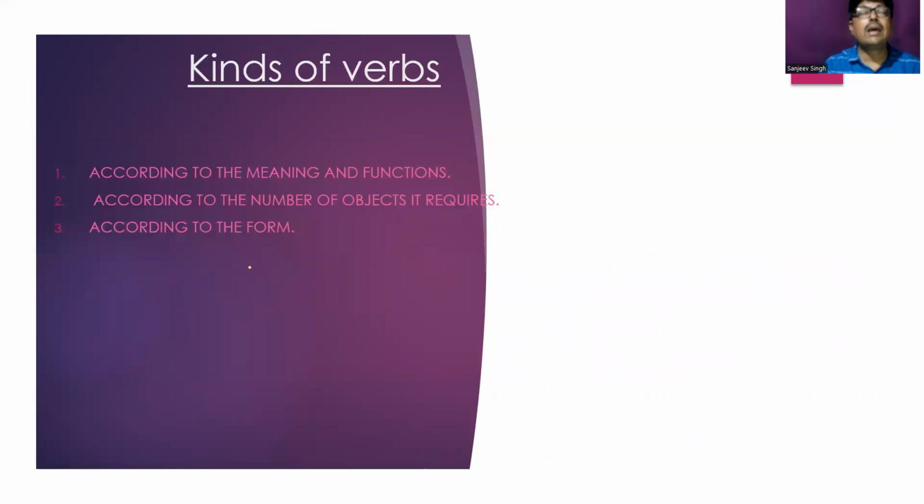And if you go in detail, we discuss kinds of verbs. There are many bases of different kinds of verbs, but I have taken three bases here. The first one is according to the meaning and function. The second one is according to the number of objects it requires. And the third one is according to the form.